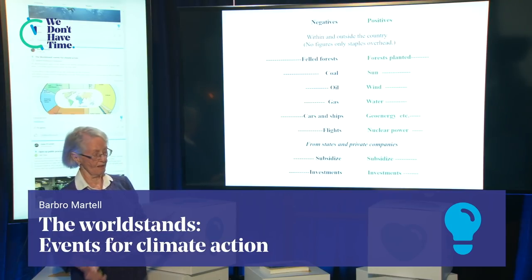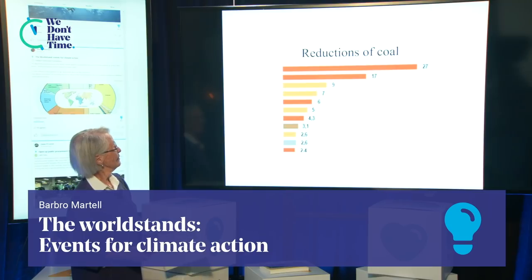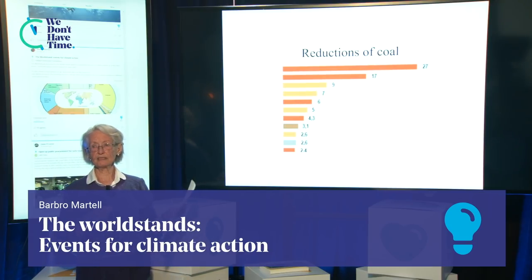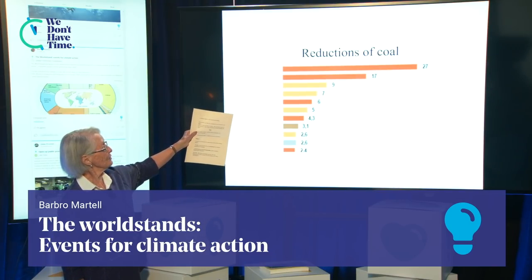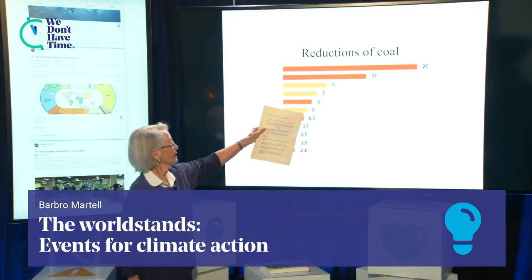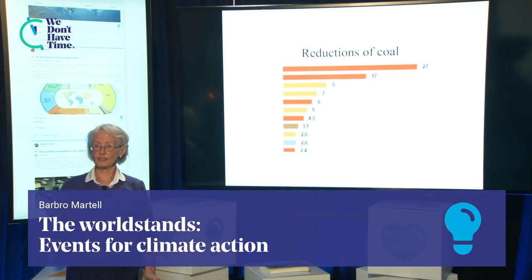Can we then say that the country has reached a goal of, for instance, 7% reduction of fossils during the year? You could take one of these factors separately, for example, reduction of coal, then you can compare countries. And you can also see the reductions a country has made.